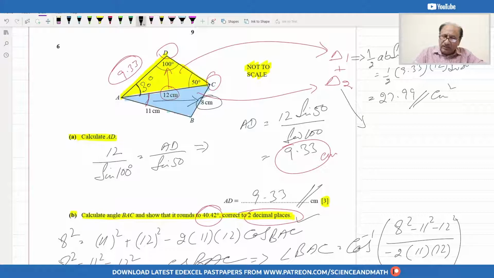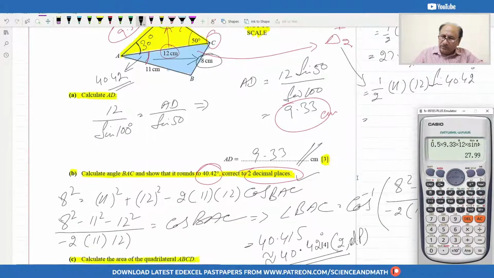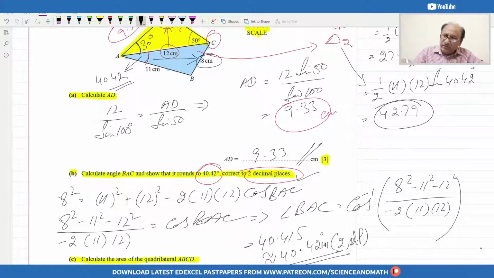Now the area of the second triangle we can find, which will be half into AB sine C. Again we can take 1 by 2 into 11 and 12 into sine C, and the angle we have just calculated is 40.42 degrees. So this will be 0.5 into 11 into 12 into sine of 40.42, and the area will be 42.79. So we got separate areas for both the triangles.